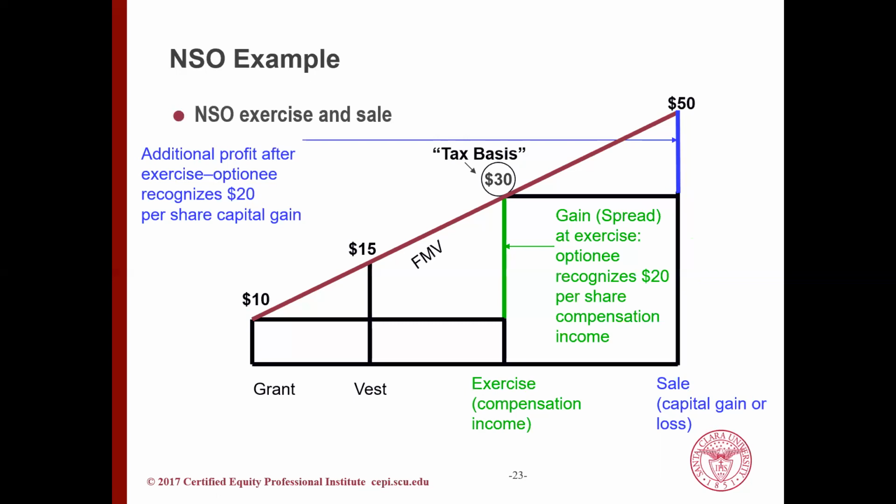When the shares are subsequently sold, the fair market value is $50. The difference between the $30 fair market value at exercise and the $50 sale is $20, which is a capital gain. The example doesn't indicate how long the shares were held after exercise, but if they were held less than a year, the capital gain would be short-term. If longer than a year, long-term capital gain.